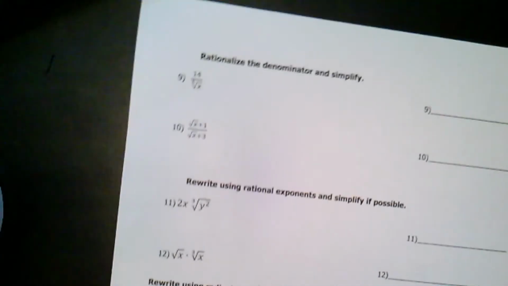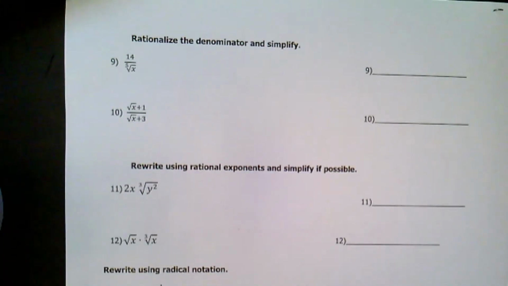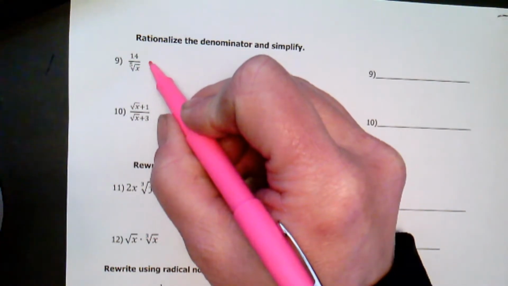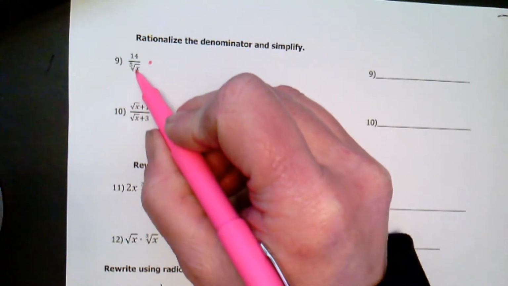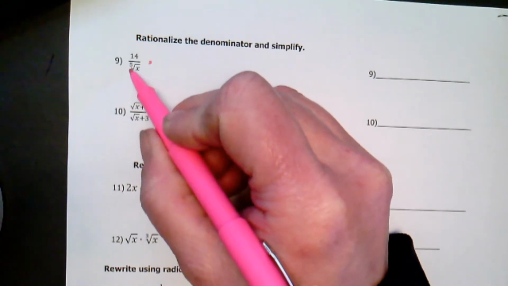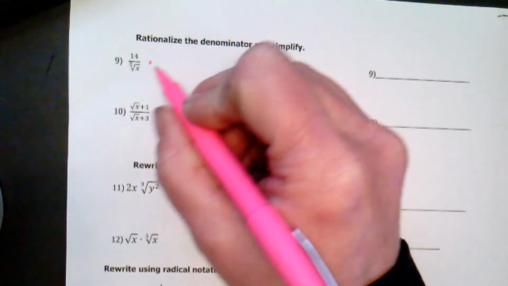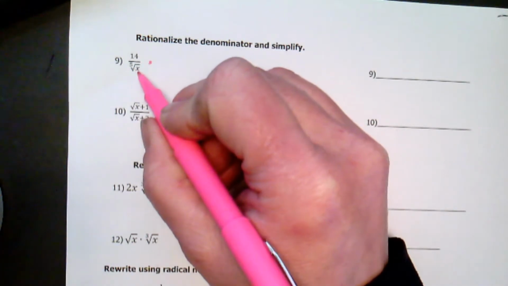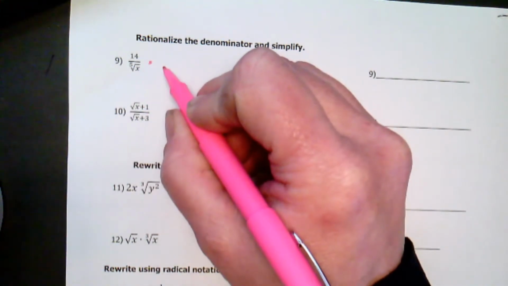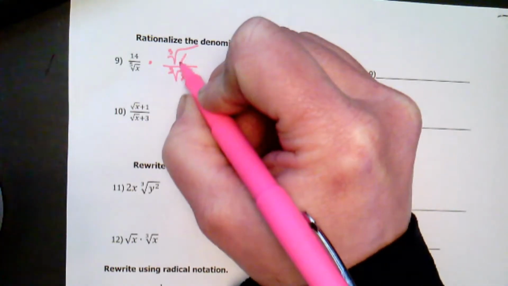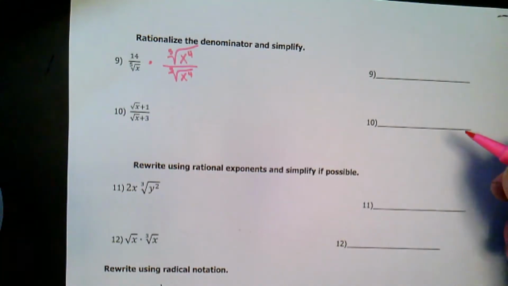Number 8, rationalize the denominator and simplify. Alright, so we want to multiply by something that makes this come out perfect, where the radical will be gone. So right now we are missing 4 other x's to make this perfect. So that's what I'm going to do. I'm going to do 4 more x's. What we do to the bottom, we got to do to the top to make it equal.